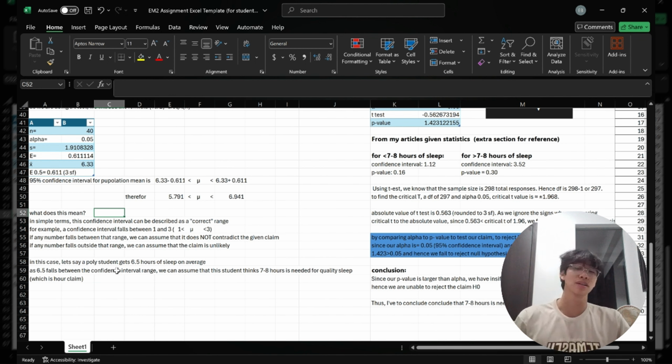So let's say a poly student gets 6.5 hours of sleep on average. As 6.5 falls between our confidence interval range, which we have found above, which is 5.791 hours of sleep to 6.941 hours of sleep, we can assume that this student thinks that 7 to 8 hours of sleep is needed for quality sleep. And this statement is correct in a sense because it is our null hypothesis.